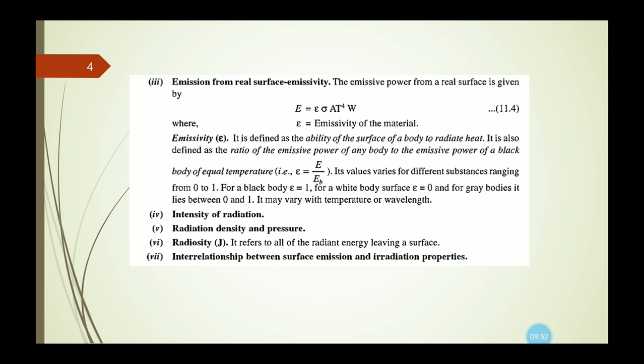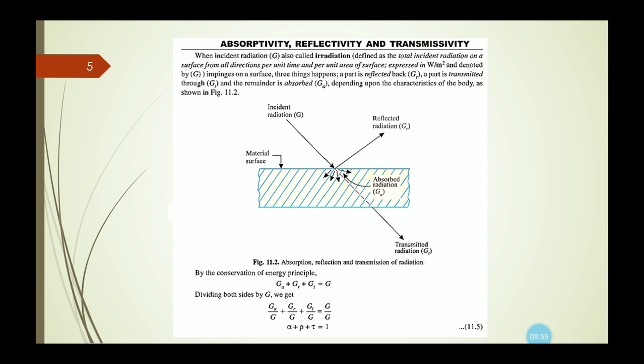So let us move to the next slide. Here you can see three different terminologies are written. One is absorptivity, then reflectivity and transmissivity. So what are these? When an incident radiation, which is also called irradiation, impinges on a surface, what is this irradiation? This irradiation is defined as the total incident radiation on a surface from all directions per unit time and per unit area of the surface. So its unit is watt per meter square.